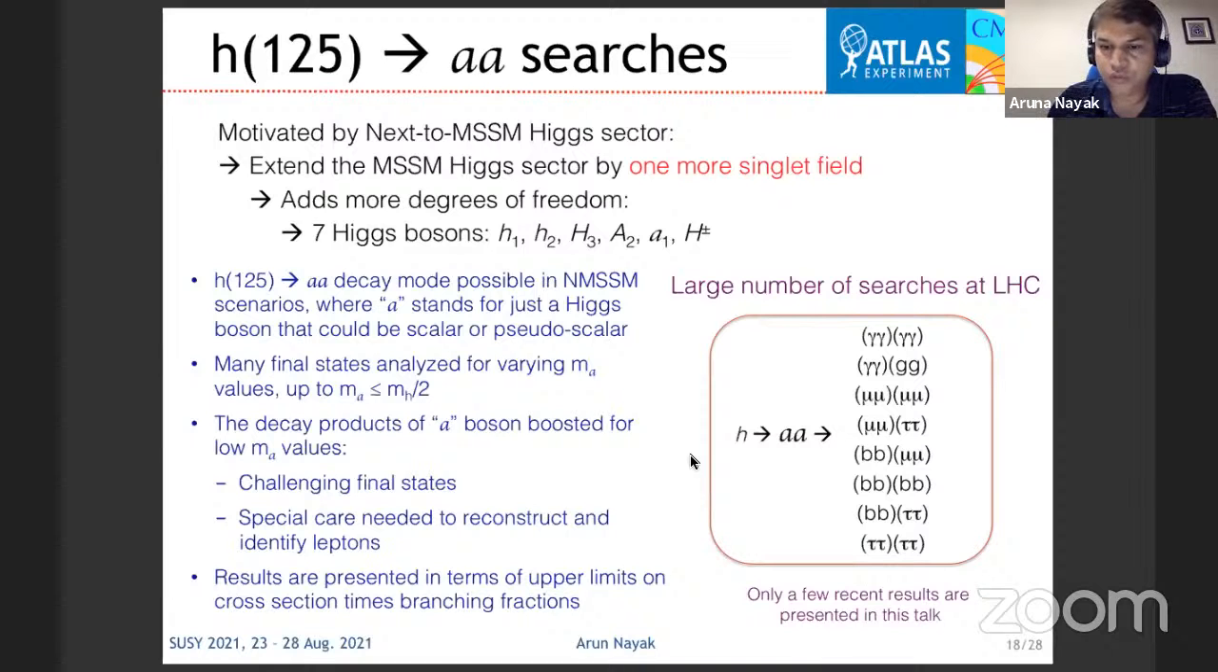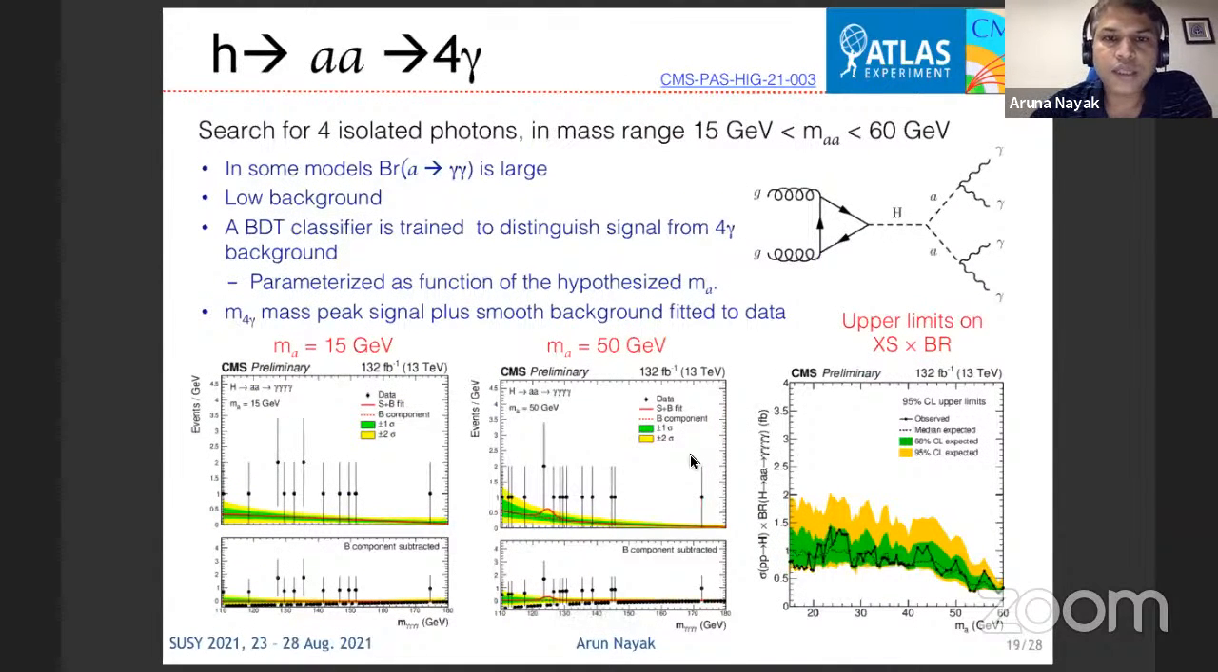Okay, so I will present a few of these recent results. One is the Higgs decaying to two A bosons going to four photons. Here we look for four isolated photons in the mass range between 15 GeV and 60 GeV. In some models this branching fraction can be large, and the advantage of this channel is that there will be very low background. In this case, a BDT classifier is trained to distinguish signal from the four-gamma background, and this BDT is parameterized as a function of the hypothesized mass of the A.